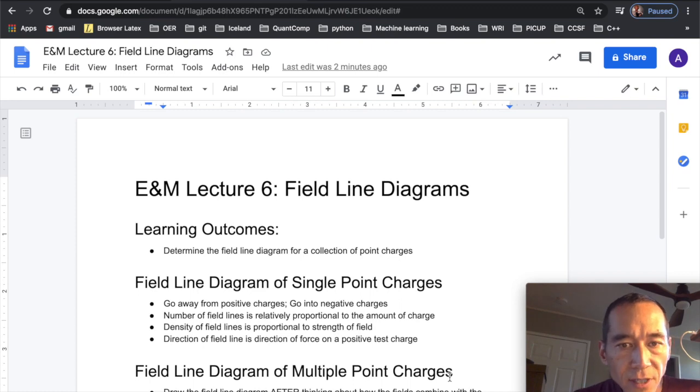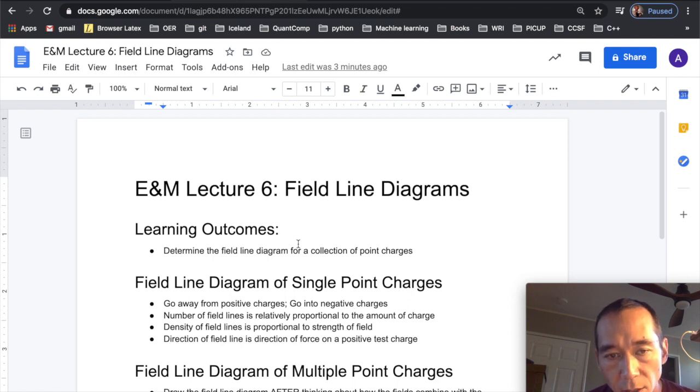This is lecture 6 in an introductory course on electricity and magnetism. And in this lecture, I'm going to introduce the useful diagram known as a field line diagram. So this lecture has a single learning outcome. It's to be able to determine, that is to figure out and draw, the field line diagram for a collection of point charges.